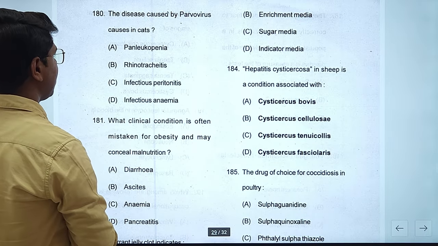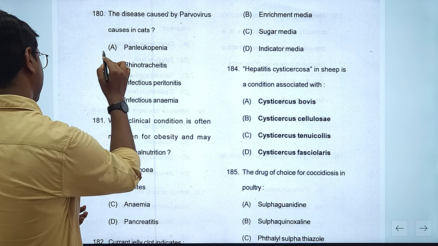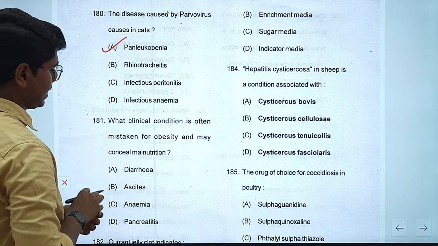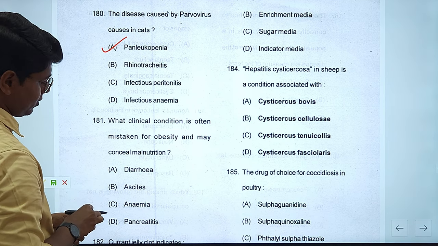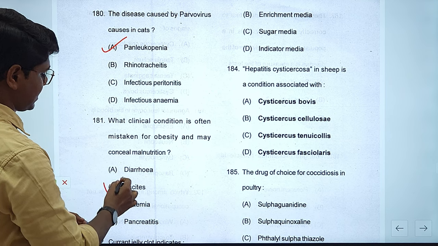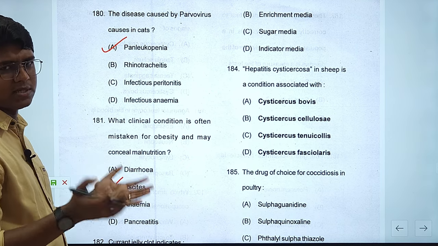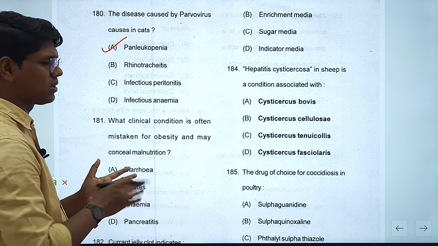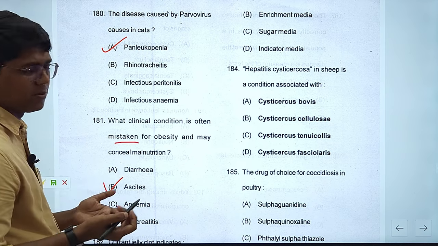The disease caused by parvovirus in cats is panleukopenia, feline panleukopenia. What clinical condition is often mistaken for obesity and may conceal malnutrition? It's ascites. In ascites, the abdomen will be swollen or tucked up. Many times it may be mistaken, though it is not that commonly mistaken, but still it can be.